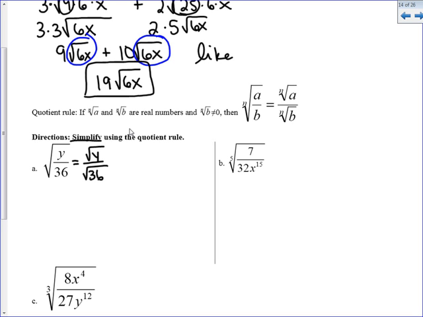And then I'm going to look at it, and now we might not be able to simplify the whole thing, which we could in 10.1. Can I simplify the square root of y? No. I've only got one y. At a minimum, I need 2 for a square root if I'm going to simplify. So that means the numerator is going to stay the square root of y. And then what's the square root of 36? 6. So I can simplify the denominator. So my answer is the square root of y over 6.